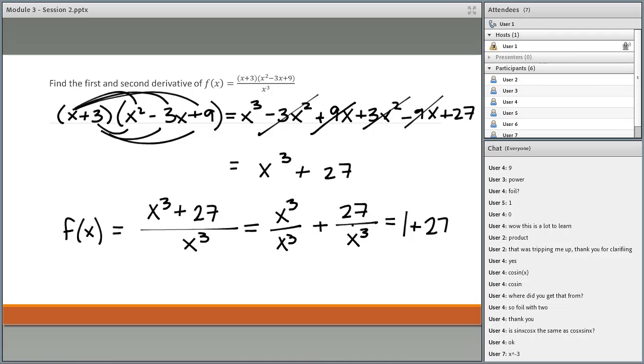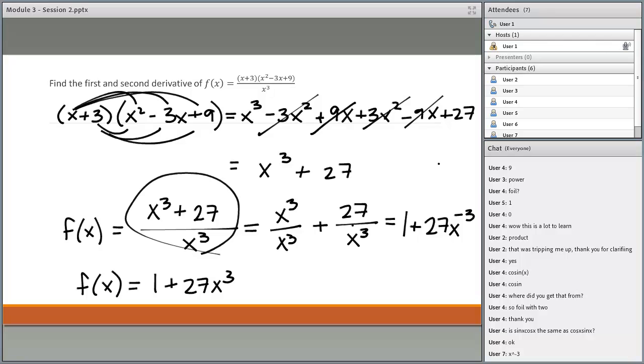Very good. I have 27x to the negative 3. And again, we haven't actually taken any derivatives yet. All we've done is just simplified this function so that we can actually take the derivative of it. And I do want to mention, if you went through the process of taking the derivative using the quotient rule and using the product rule in the numerator, or even if you use the quotient rule at this step, you're going to end up in exactly the same place. The only reason I simplified first is because sometimes it's easier to simplify first.